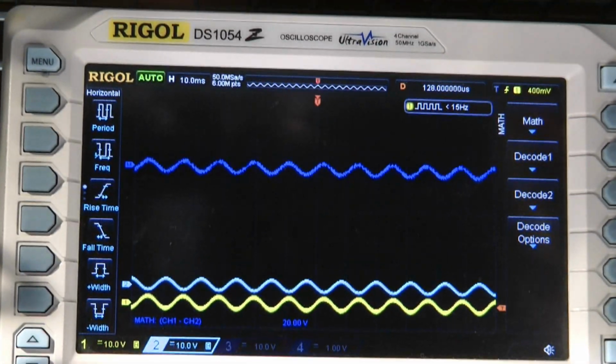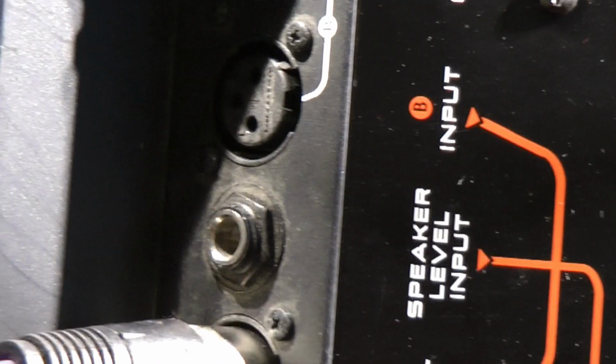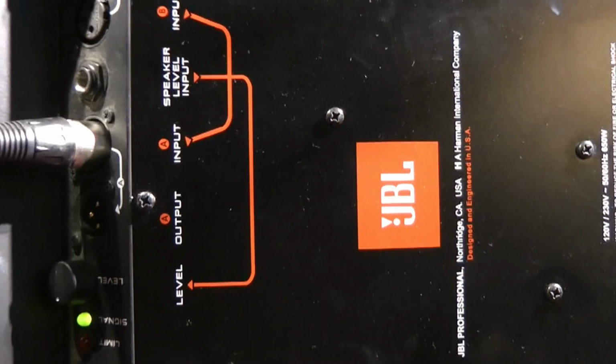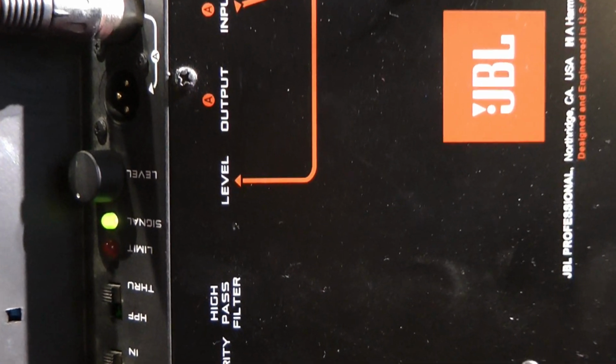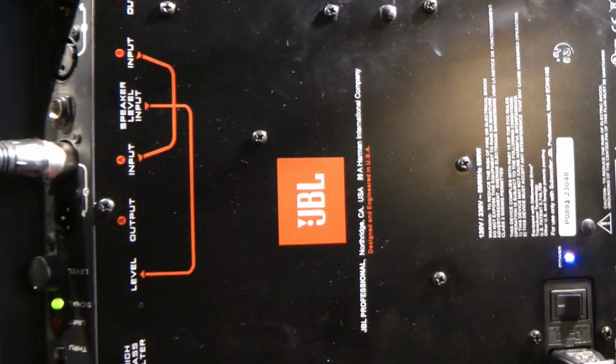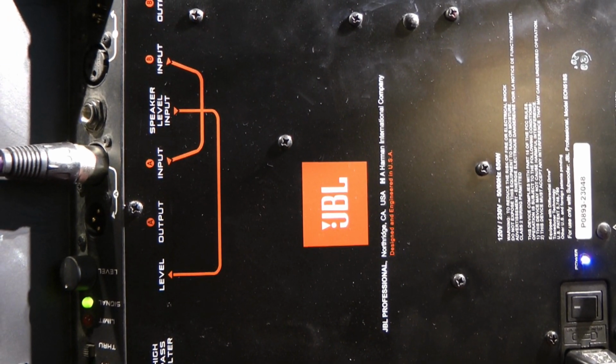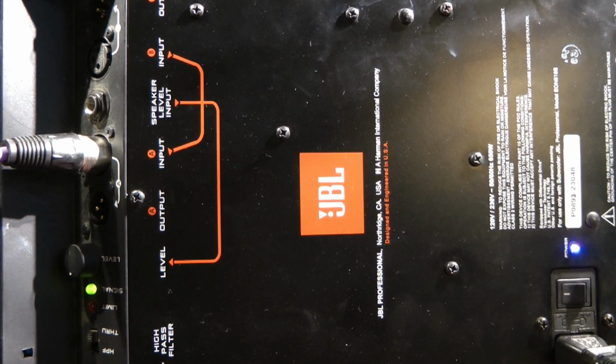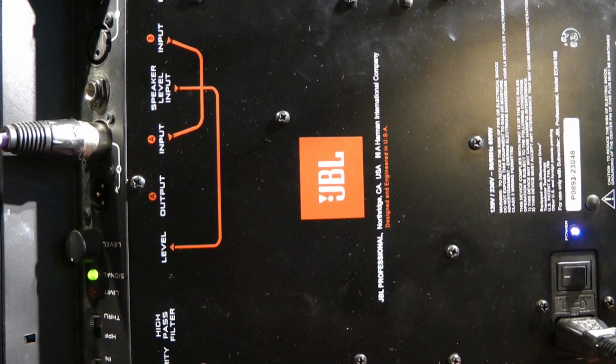So to recap, the JBL PRX518S, limit light comes on at 314 watts on this model, and it will drive up to 500 watts RMS, okay? So I'm not going to drive it beyond that because my load will melt.